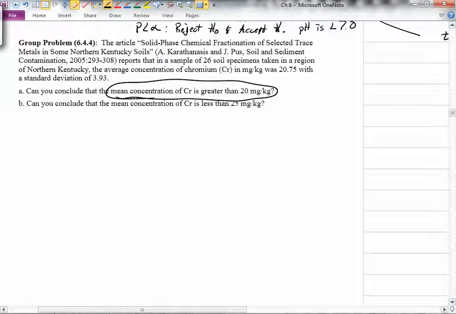For part A, the only way we could conclude the mean concentration is greater than 20 is by disproving the null hypothesis. Right? So this is a clue that that's H1. So sometimes it's easier to write H1 down first. The mean is greater than 20. And the only way we can disprove that is by rejecting the null hypothesis that the mean is less than 20.